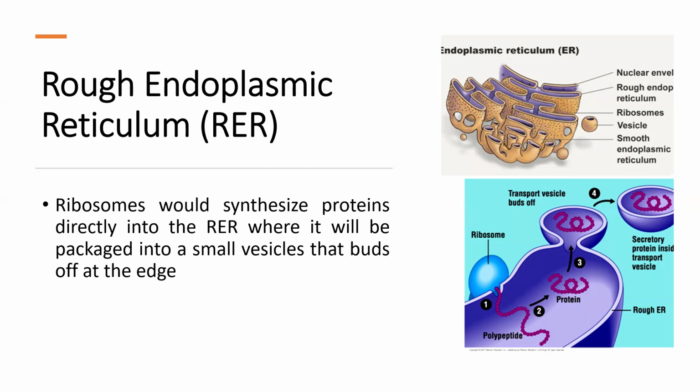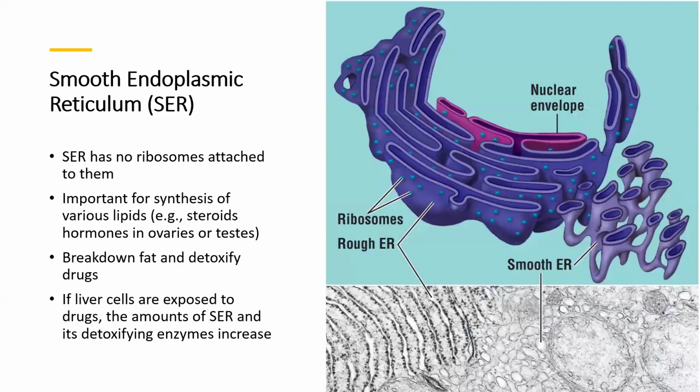Now, this vesicle is not finished yet. The contents inside the vesicles, those proteins that we just created, they need to be modified a little bit. So there is another organelle that does that. But before that, let's take a look at the smooth ER.